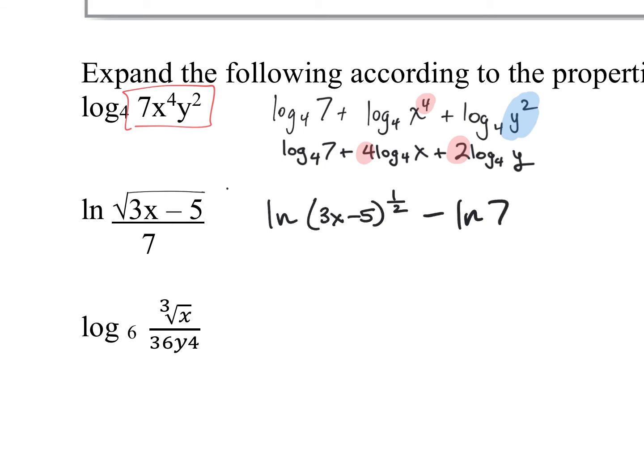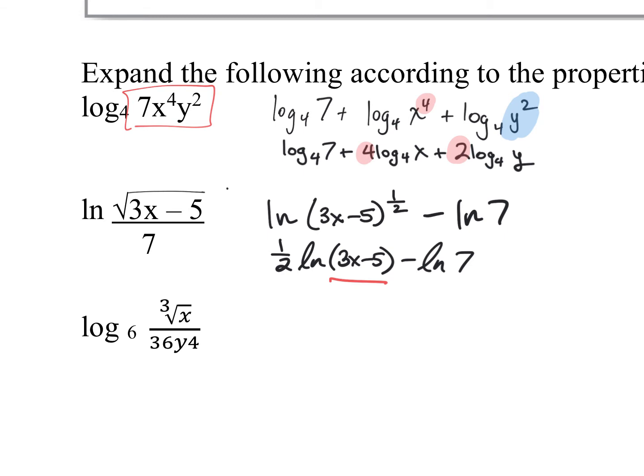My last step here is I can again move my exponent, so I can rewrite this as 1/2 the natural log of (3x minus 5) minus the natural log of 7. So be careful, we can't do anything with that 3x minus 5. We are not multiplying or dividing. So that argument, that value we see in parentheses here, cannot be split up any further. Just that 3x minus 5 will remain.